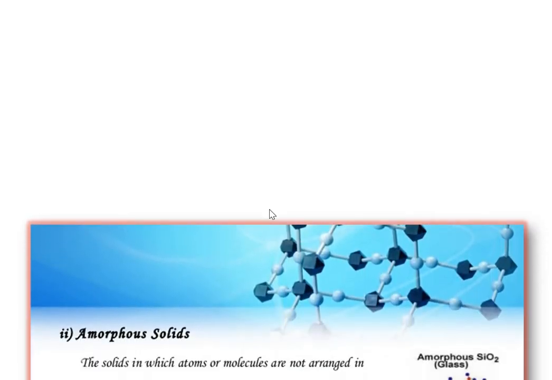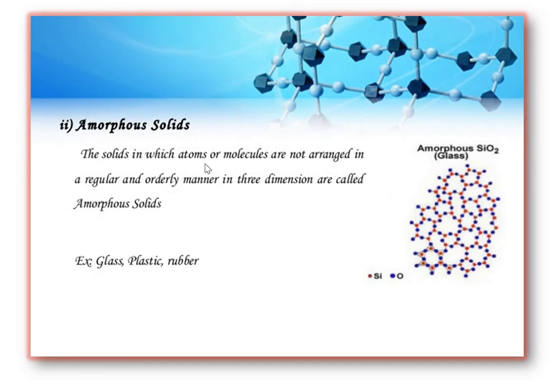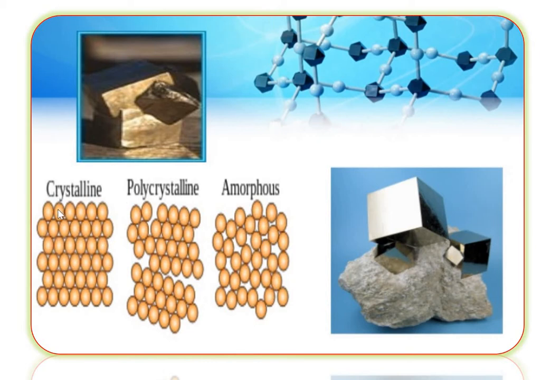Now, what is an amorphous solid? The solids in which atoms or molecules are not arranged in a regular and orderly manner in three dimensions are called amorphous solids. For example, glass, plastic and rubber. Here, I have shown the image of glass, silicon dioxide, SiO2, which is an amorphous material. Now, see the structures of crystalline, polycrystalline and amorphous. Our idea will be cleared by seeing this image. In crystalline, all the atoms are arranged in a regular manner in a periodic fashion. In polycrystalline also regular manner, but in amorphous, the atoms are in an irregular manner.